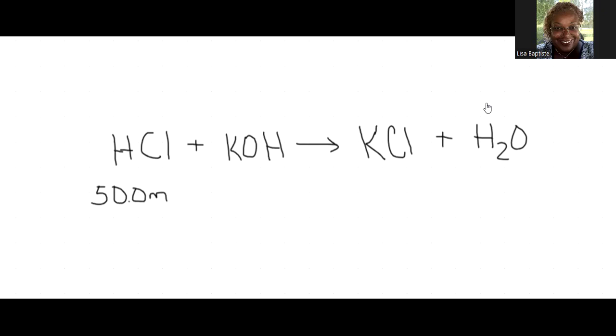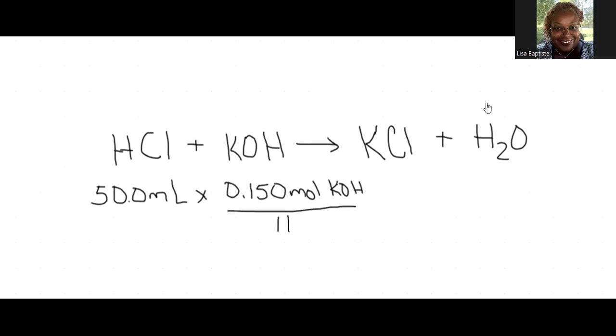But this is 50 milliliters, not of the HCl, but 50 milliliters of the KOH. So we're going to multiply that by our 0.150 molar of the KOH. Molar is the same thing as moles of KOH, and that's a capital K, over 1 liter.